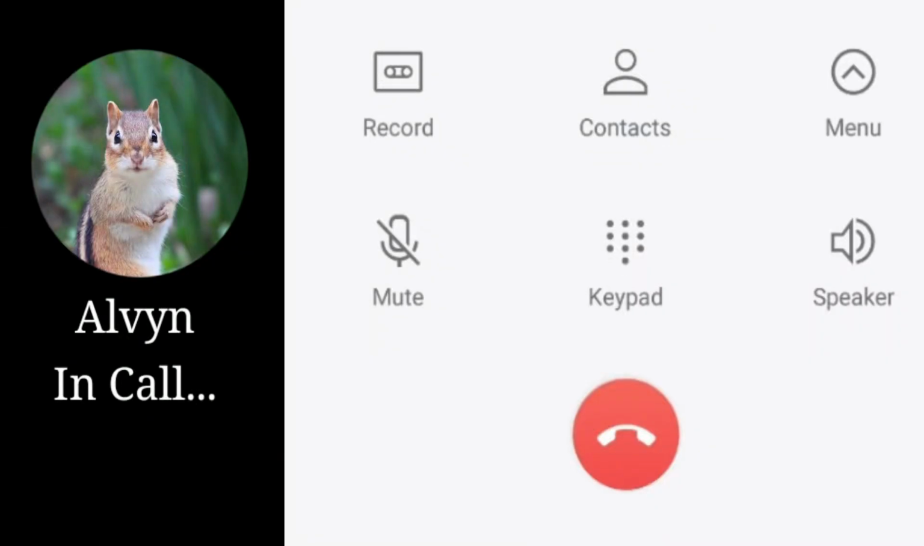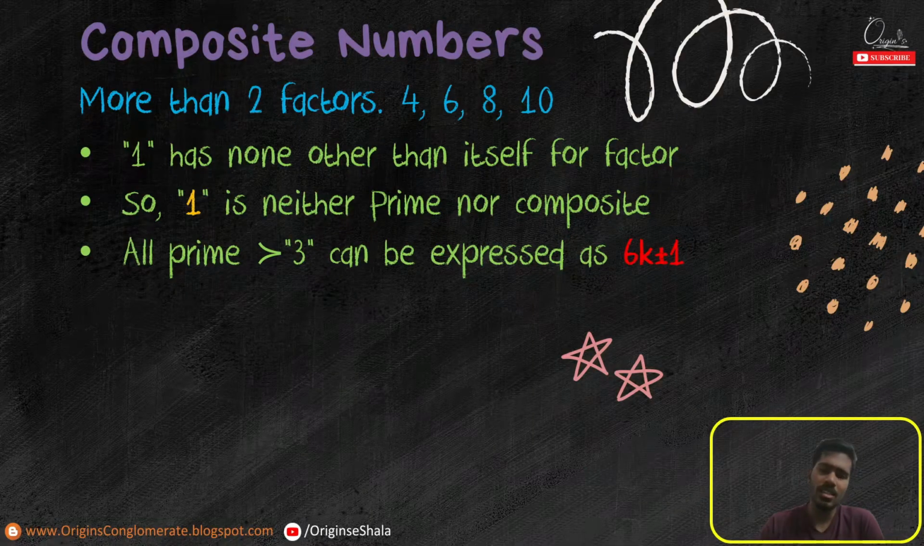Hello, sir. Alvin here. Sir, you said something about knowing that it was prime, but how will we know if a number is prime or not to check it? Or is there any way we can know whether a number is prime or not, sir? Please explain.